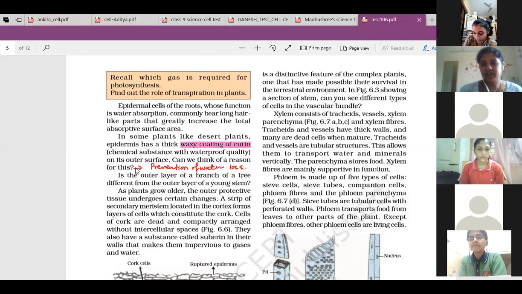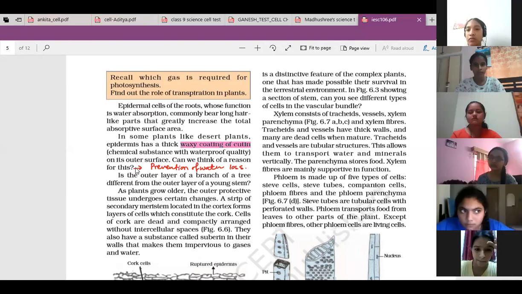So one more modification is there in desert plants to prevent water loss. Can you tell what? Yes, Sada. Ma'am, either the size of the leaves is too small or there are no leaves. Okay, right. That is also right.